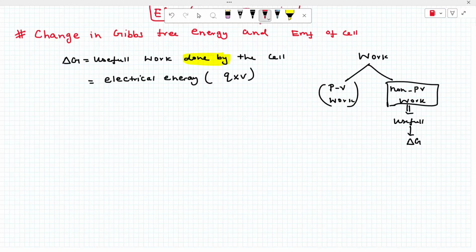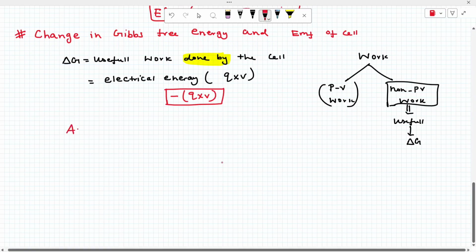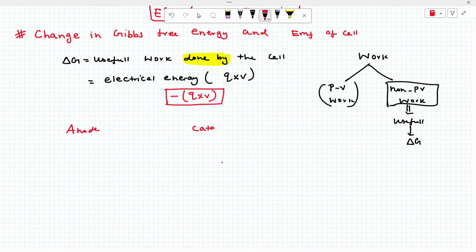Okay. By the cell, negative. This is minus Q into V. Please note, minus Q into V. Now see, when electron transfers from anode to cathode in a galvanic cell, yes or no? Electrons transfer out. How many electrons? If I take n electrons, n electrons transfer from anode to cathode. So what is the meaning? That is n moles of electrons.